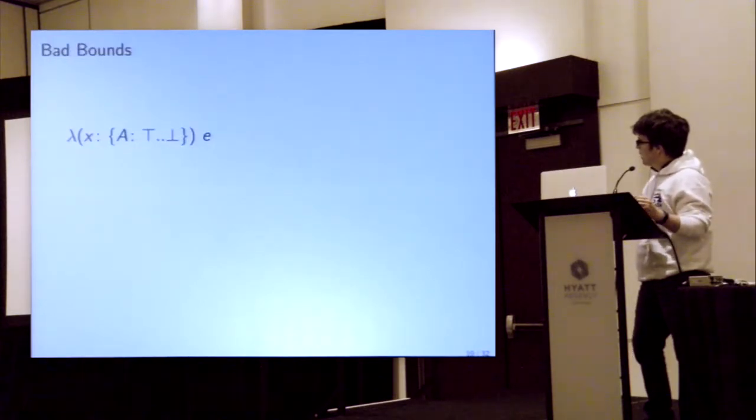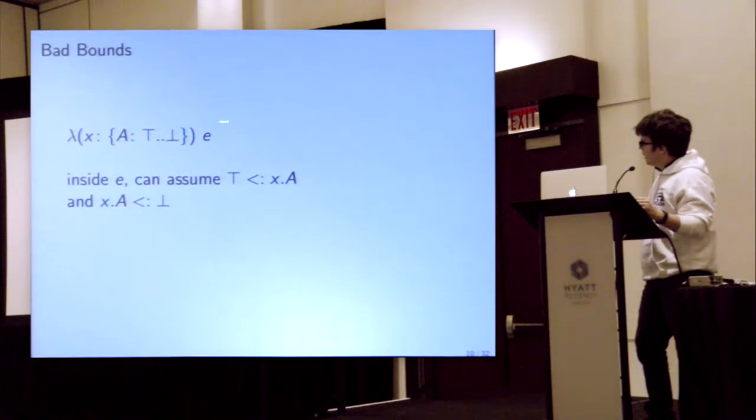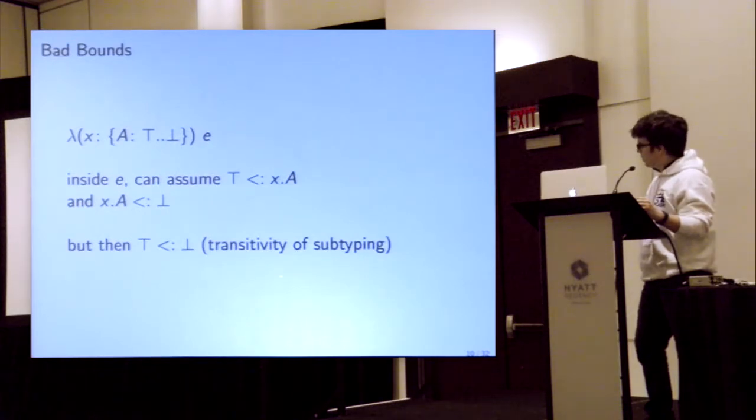So that's one problem. The second problem is related to bad bounds. So what are these bad bounds? In DSub, we can use type declarations inside lambdas, for example, in this way. I have a lambda, variable x, the argument, and I say that the argument has type declaration A that goes from top to bottom. And the idea here is that inside the body of the lambda, E, I can assume that top is a subtype of x.A, and also that x.A is a subtype of bottom. And so by transitivity of subtyping, I get that top is a subtype of bottom.